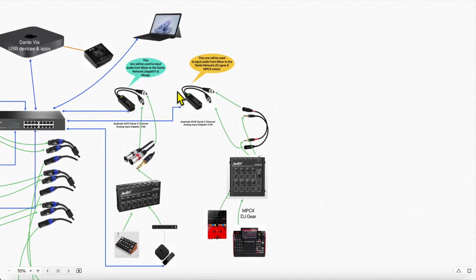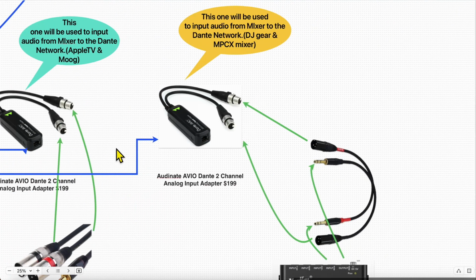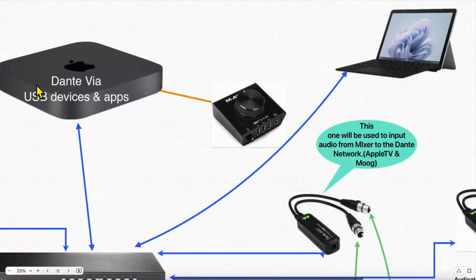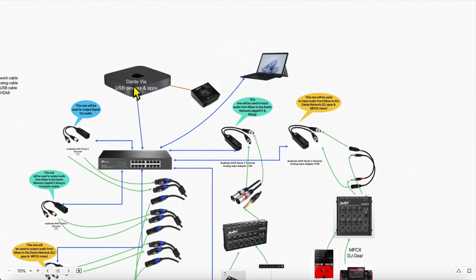So we have three inputs. We have audio coming from three different sources. You have this one here, this one here, but then you also have Dante VIA, which is also an input source. Now, for every input device you have in your Dante network, you need an output.